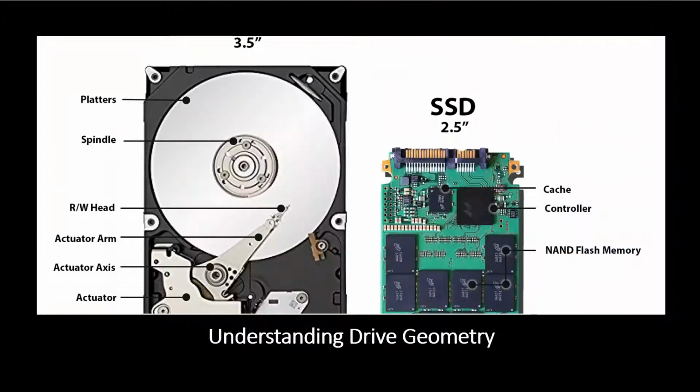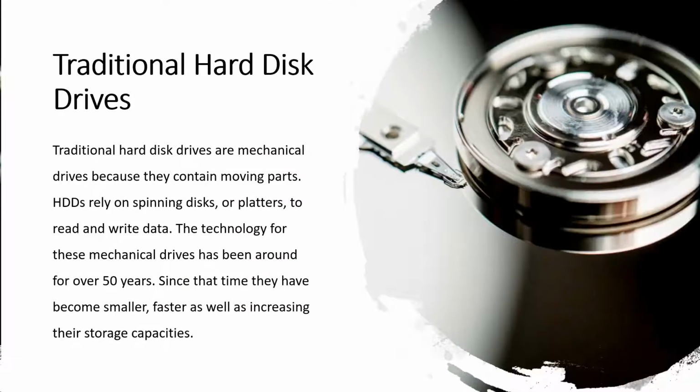This exercise presents information on drive geometry. Drives that we will look at include traditional hard disk drives, solid-state drives, and flash memory. Traditional hard disk drives are mechanical drives because they contain moving parts. HDDs rely on spinning disks or platters to read and write data.